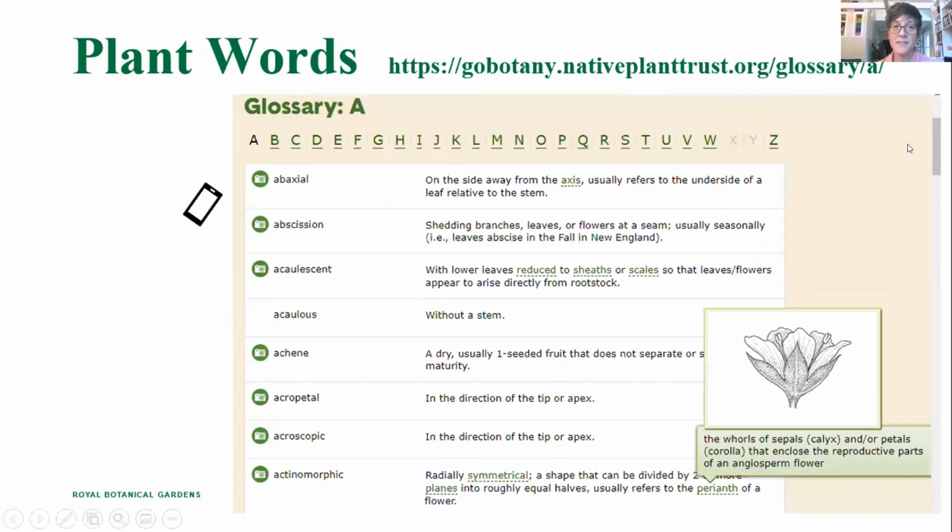GoBotany also has a glossary in it. There are so many terms in their glossary that they have it classified by categories, pages of the letter of the alphabet. And one of the really lovely things about this one is whenever you see a word that's in green underlined with a dashed line, if you hover your cursor over it, a picture, an illustration comes up showing you what that is, along with the text definition.